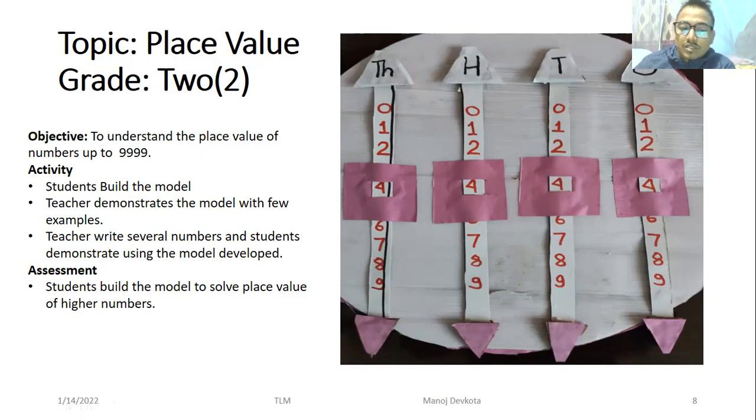An assessment: students build the model to solve place value of higher numbers, 10,000, 1 lakh, right? They will make the similar kind of model to solve the higher place value problems. So let me show you the model here. So this is the model here.